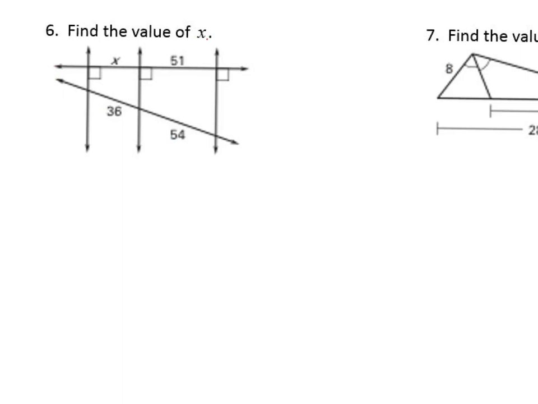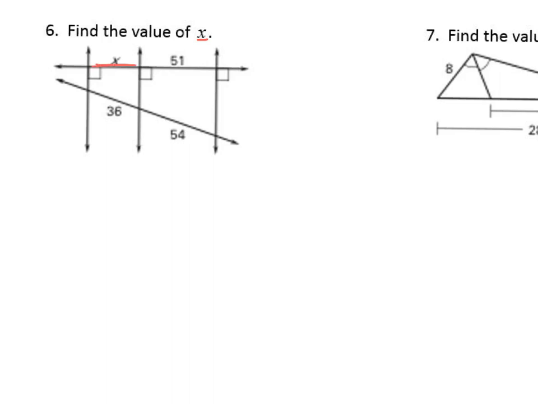For the next example, I'm trying to solve for x. Now, they didn't necessarily tell me that all 3 of these lines are parallel, but because they show me that we have right angles with all 3 of these lines and this single transversal, then I know right away that they have to be parallel. So in that case, I can use the theorems that I've learned. I can apply it here. So now I just need to set up my proportion.